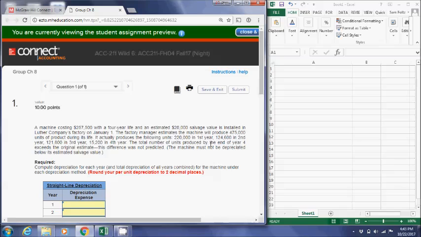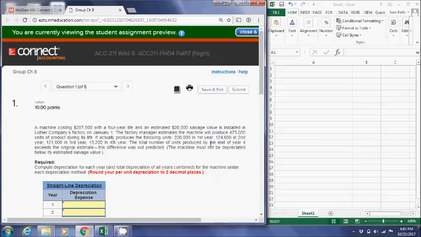So what we're looking at is a machine costs $257,500 with a 4-year life. Has an estimated $20,000 salvage value. And remember, salvage value is that arbitrary number. I mean, hopefully we have some type of estimate of what we think an asset is going to be worth at the end of its life, but it is still rather arbitrary in nature. So we list this $20,000 salvage value.